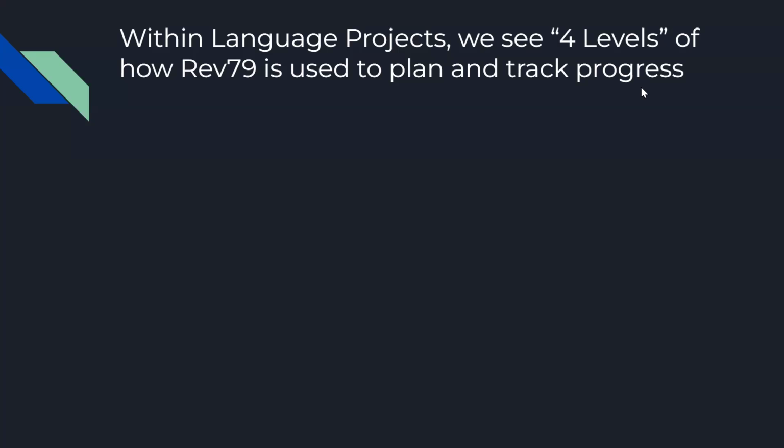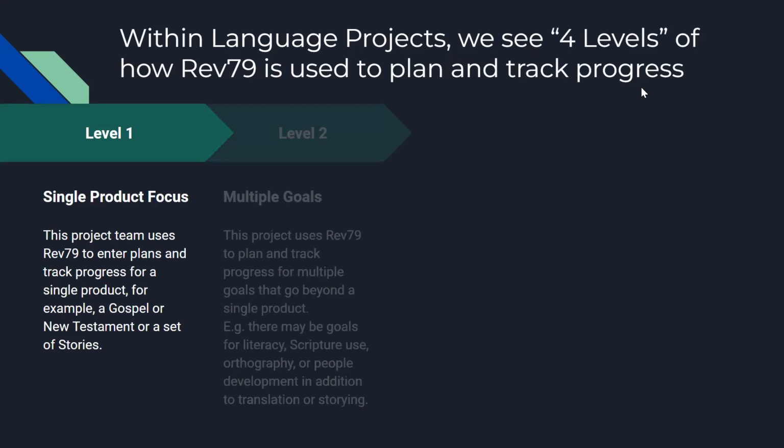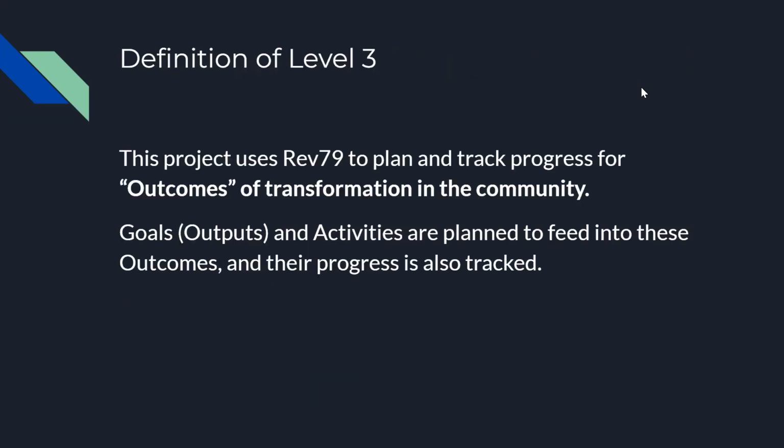Here's a quick recap of where we've been with Levels 1 and 2. Level 1 plan is a single product focus. That was in the Level 1 video. Level 2 plan was a project with multiple goals. Now, Level 3 is a transformation-oriented project.